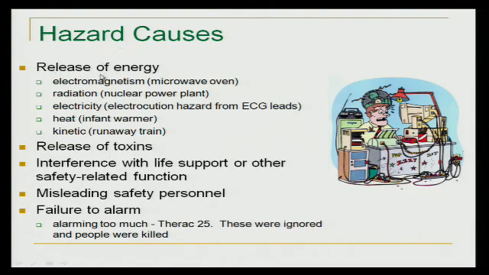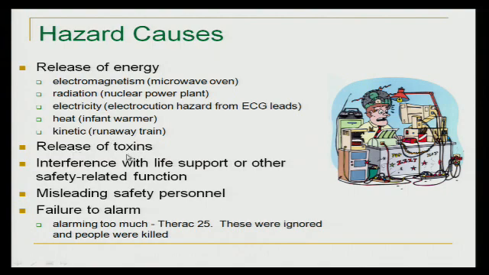Anything that releases energy. Now remember, even though we're talking about building software, you have to understand some of this stuff. For example, even in a simple microwave oven that releases energy, electromagnetism, there's some safety things built in, right? Like for example, if you open the door, it stops. Not saying software controls all that, but software is involved in a lot of those safety features. Software is certainly involved in a lot of nuclear power plant where radiation is concerned. Electricity, heat, kinetic, all these things are release of energy. All these have hazards associated with them, and software can contribute to helping with these.